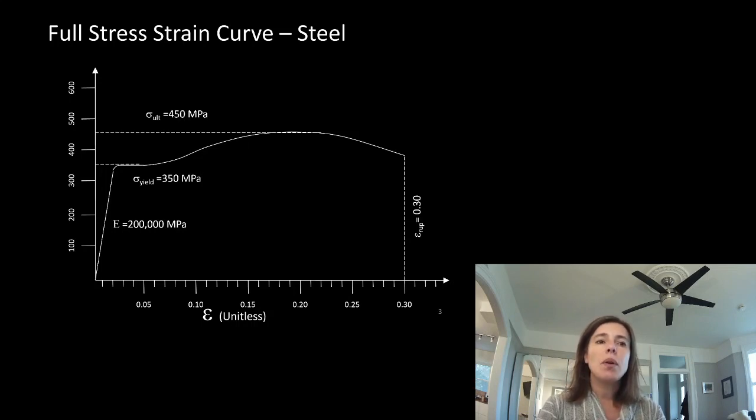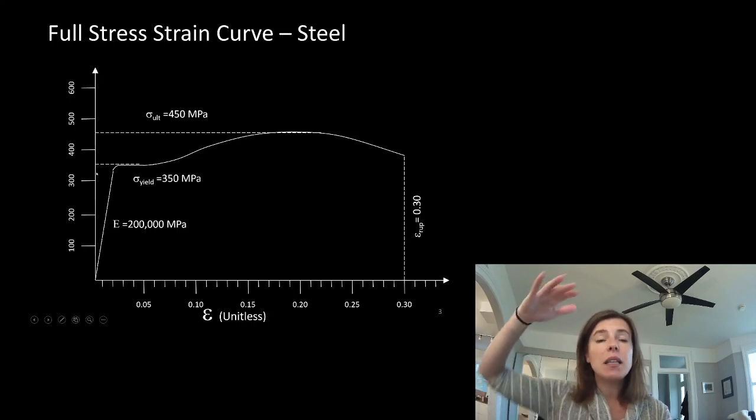And the reason we do that is we know that there's some capacity beyond that, but if we set this as our limit, we know that if we see large-scale deformations, oh great, our steel is about to fail, we should do something here. So this is our upper limit. We never want to go past that.